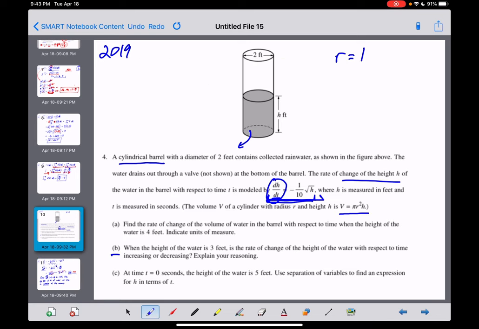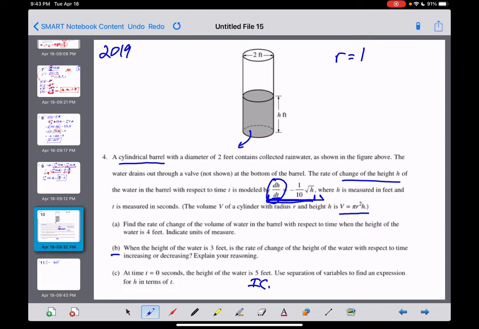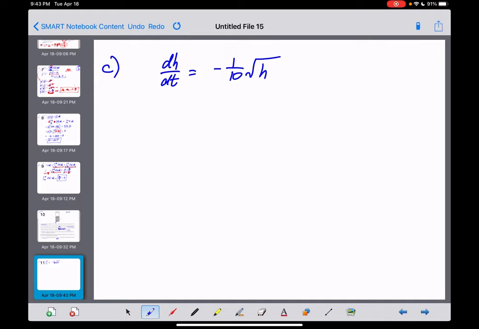At a time of t equals 0 seconds, the height of the water is 5 feet. Sounds like an initial condition right there. Use separation of variables to find an expression for h in terms of t. Oh, okay, so they want us here to take that derivative then. So once more, the derivative of h with respect to t was equal to a negative 1/10 times the square root of h, and they want us now, guys, to solve this differential equation, right? So let me make sure I've got all that right. Negative 1/10 square root of h. Okay, so let's do it, guys.